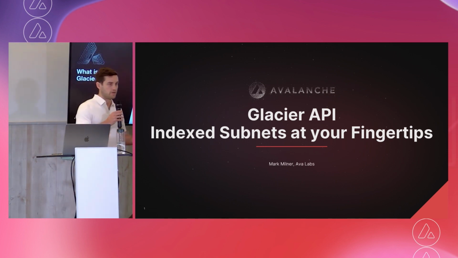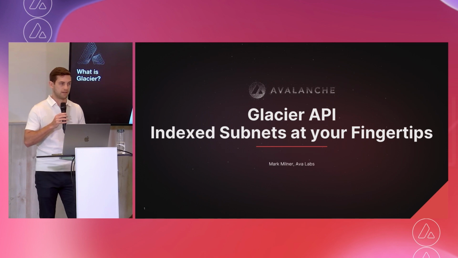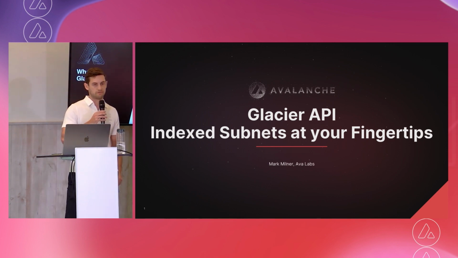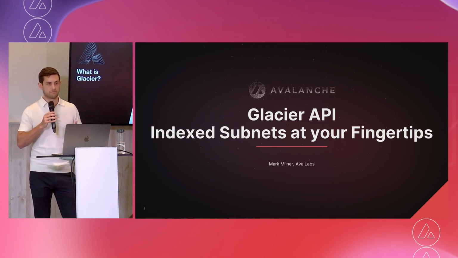So to start, what is Glacier? So it's an API that serves blockchain data, but specifically it's serving blockchain data that isn't easily accessible from blockchain nodes like Avalanche Go or Go Ethereum. And so it serves a variety of use cases that aren't easily done using those blockchain nodes.